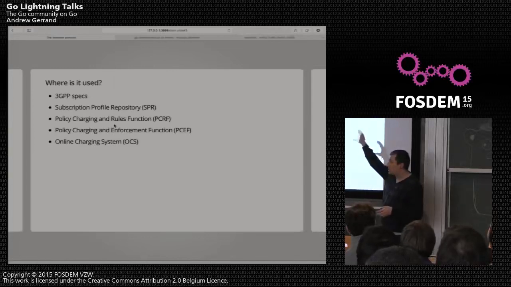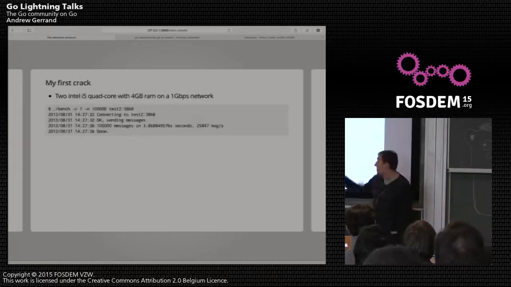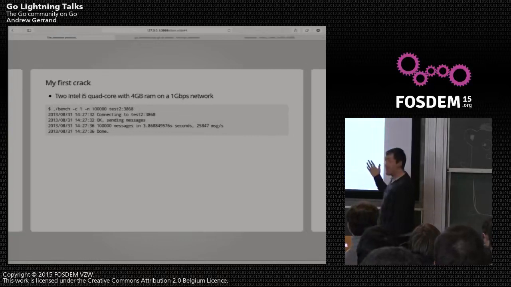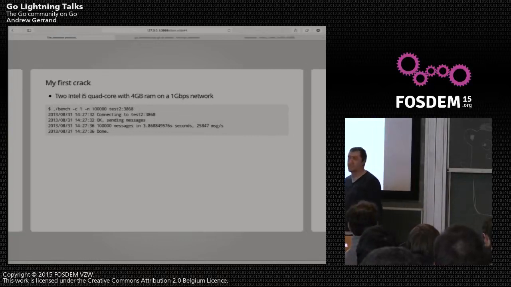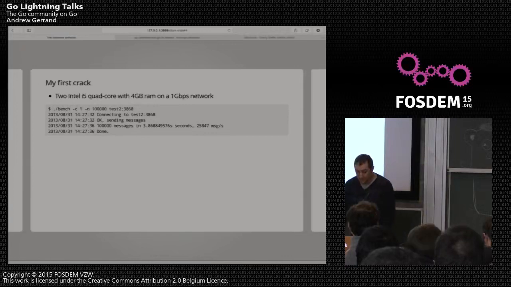So this equipment is doing these things, and it's all over Diameter. So I decided to write an implementation in Go as part of my learning. This was my first attempt to write the Diameter protocol, and I got it really fast. I was expecting something like 10,000 messages per second. My first attempt, about two years ago, got like 25,000 messages per second. So this started to get more interesting.